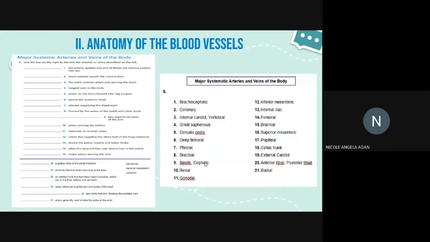Popliteal. 18. An arterial trunk that has three major branches which run to the liver, spleen, and stomach. Answer is celiac trunk. 19. Major artery serving the skin and scalp of the head. Answer is external carotid. 20. Two veins that join, forming the popliteal vein, are the anterior tibial and posterior tibial. 21. Artery generally used to take the pulse at the wrist. The answer is radial.